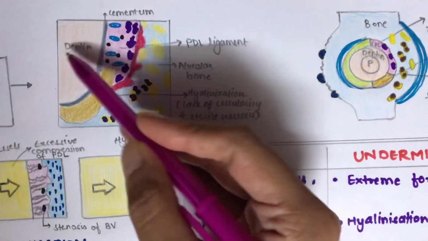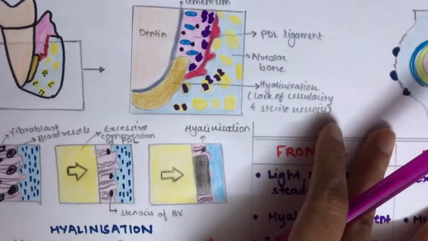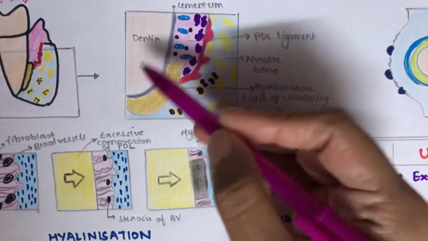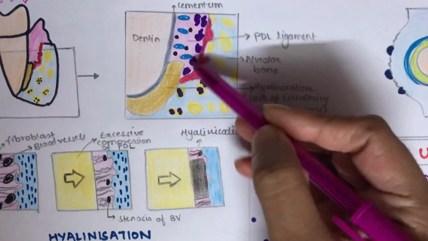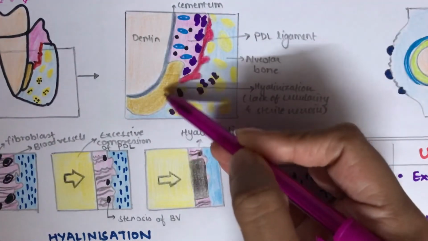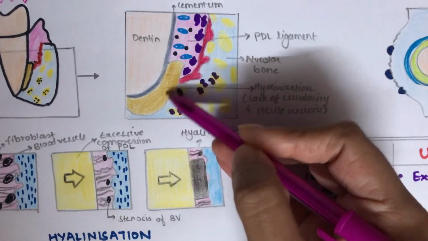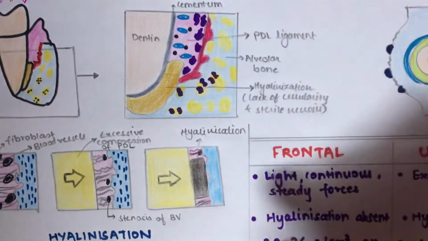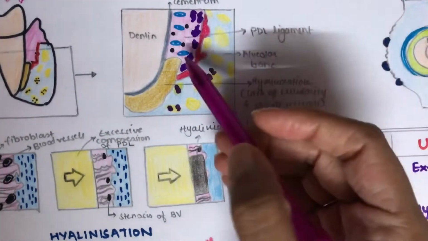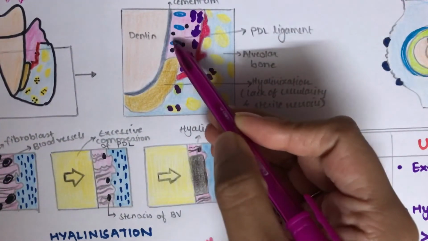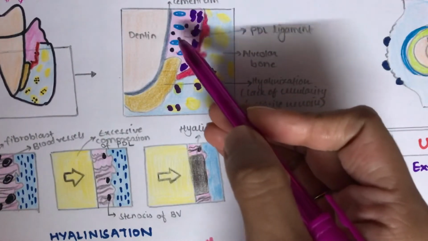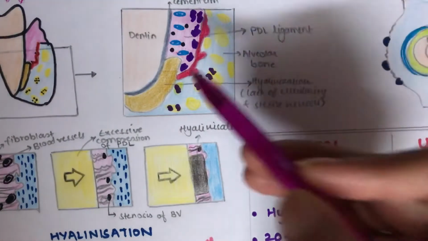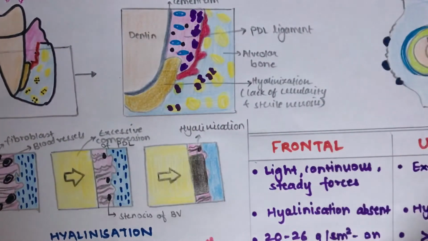Now this is the PDL, the normal diagram, and this is the magnified view of it. Over here this is the dentine, this is your cementum, this is the PDL, and over here this is the hyalinized tissue. You can see there are no cells, it is a necrosed area, and this is the bone. In the normal scenario, if the forces are less, the different cells present in your PDL, the osteoclasts from the PDL, will lead to resorption and there will be tooth movement.